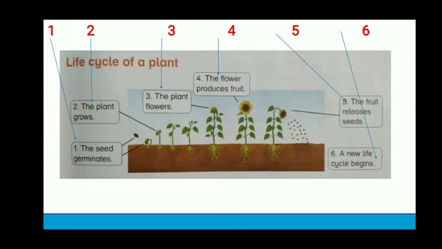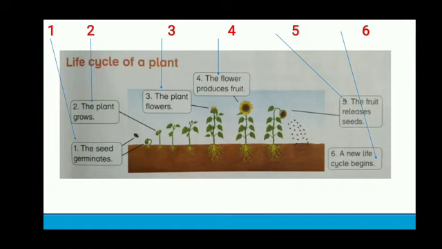We can see in the third step, the fully grown plant produces flowers. And in step number 4, we can see the flower produces seeds in a fruit or seed pod. Now in step number 5, we can see the flower releases seeds. And that's how a new life cycle begins. So class, this is the whole process of a plant's life.